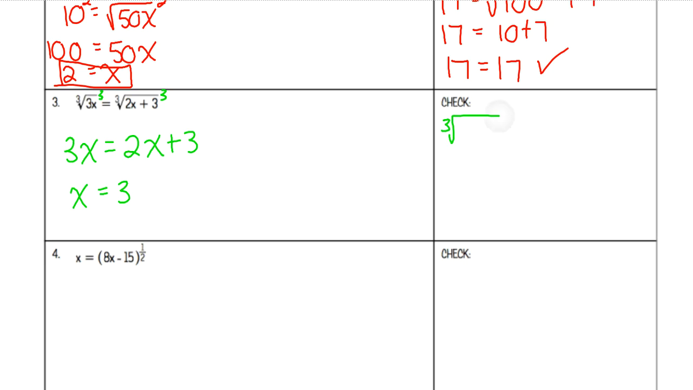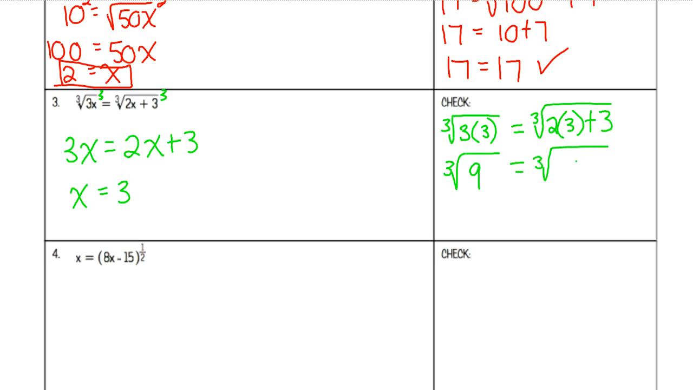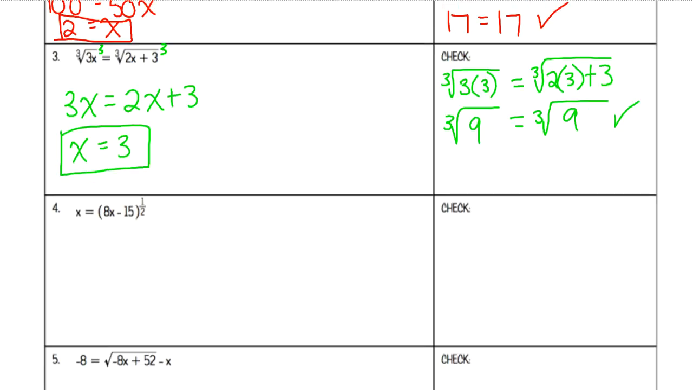Let's double check it. So I have 3 times 3 on this side, and on this side I have 2 times 3 plus 3. So 3 times 3, that's going to give me the cube root of 9 on this side. And on this side, we have the cube root of 6 plus 3, which is also 9. So again, you can take this down to the decimal to make sure they match, but the cube root of 9 equals the cube root of 9. Means that 3 is a viable solution.